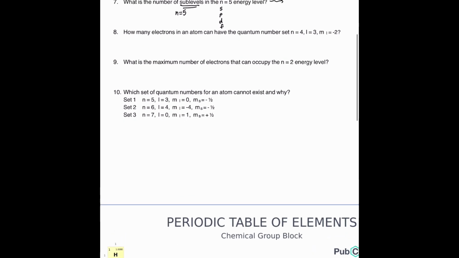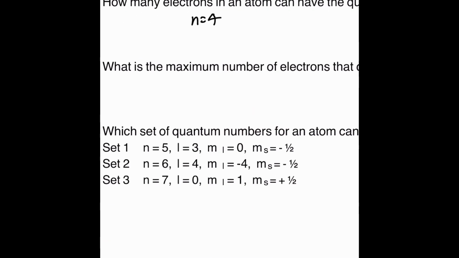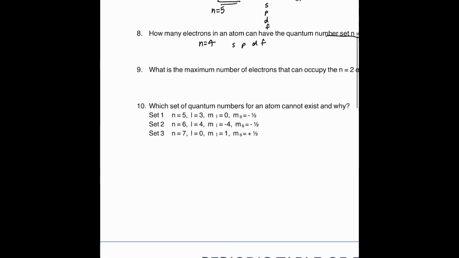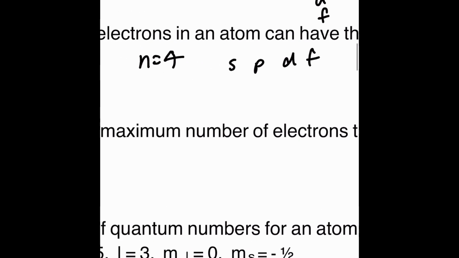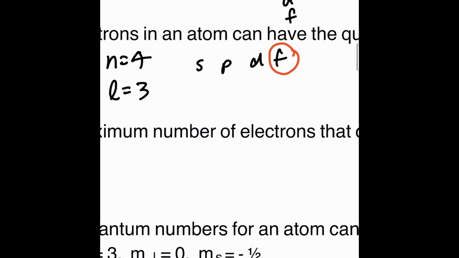All right, how many electrons in an atom can have the quantum number set n equals 4, L equals 3, M of L equals negative 2? N equals 4 tells us we are at the 4th energy level. So we know we could have an S, a P, a D, or an F. Those are all valid at the n equals 4 energy level. L equals 3 is going to specify us a little further. We know that L equals 3 corresponds directly with our F because we memorized that with our F block. So now we're narrowed down to 14 different electrons we're looking at.